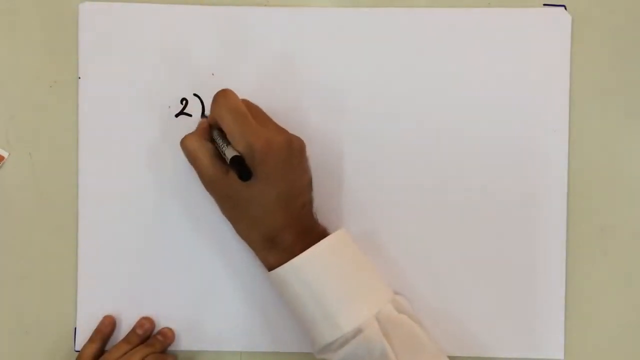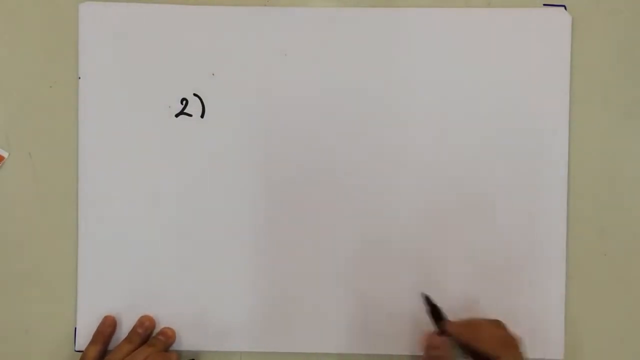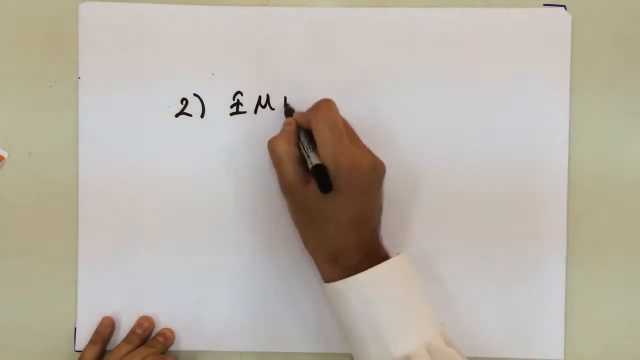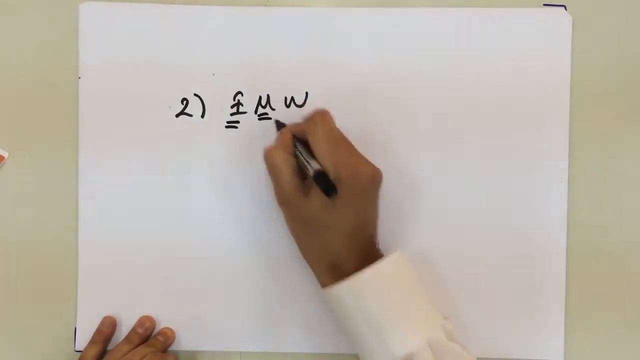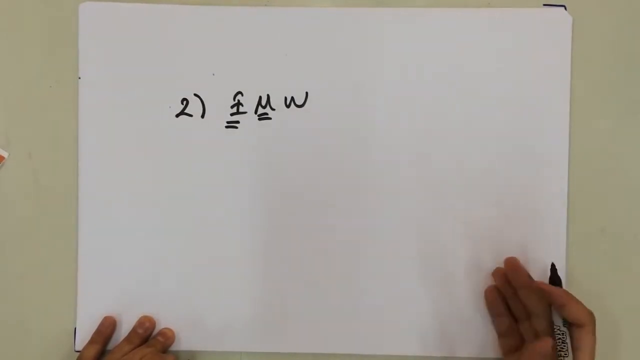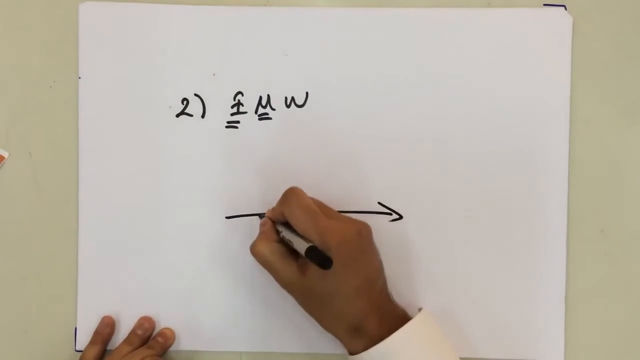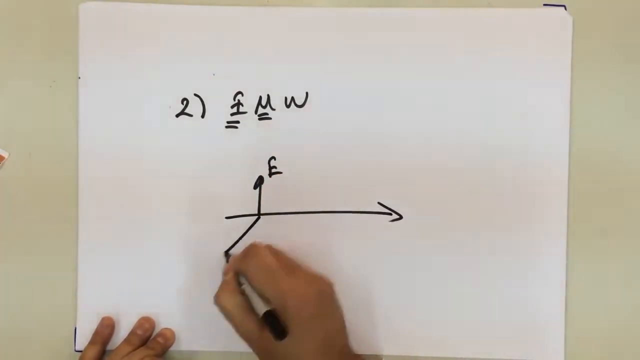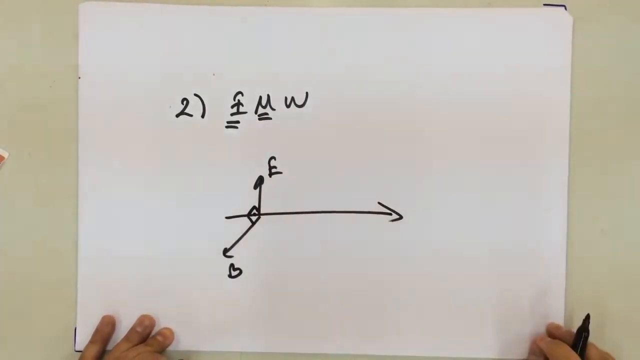The second one is electromagnetic waves. Look at its name, electromagnetic waves. It contains both electric and magnetic field. And electric field and magnetic fields are perpendicular to each other. When we draw electromagnetic waves, this is electric field and this is magnetic field. And the angle between them is 90 degrees.